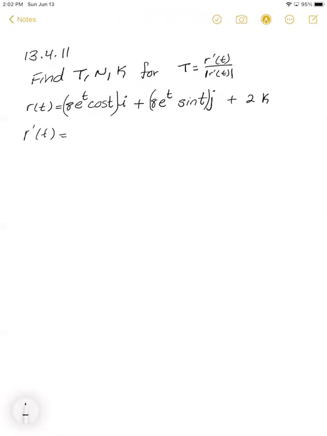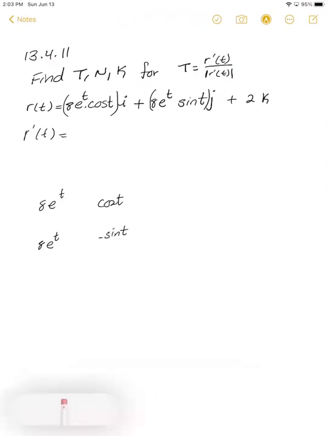So we have to do a product rule to find the derivative of the first component of r(t). We have 8 e^t cosine of t. We find the derivative of e^t, which is just e^t. There's a coefficient of 8. The derivative of cosine is negative sine of t.